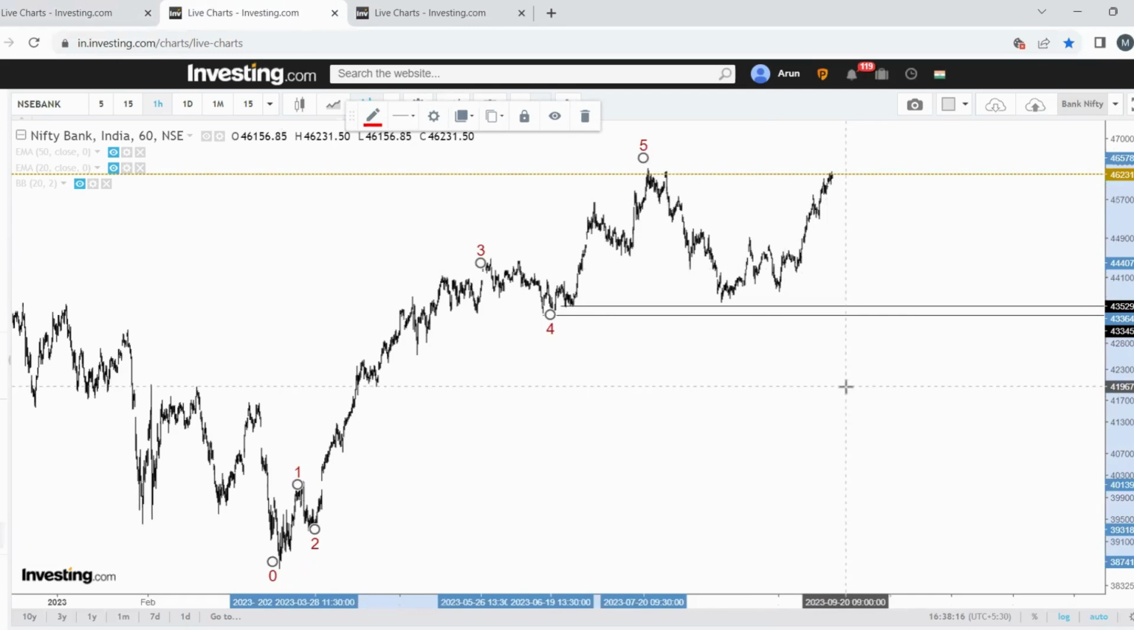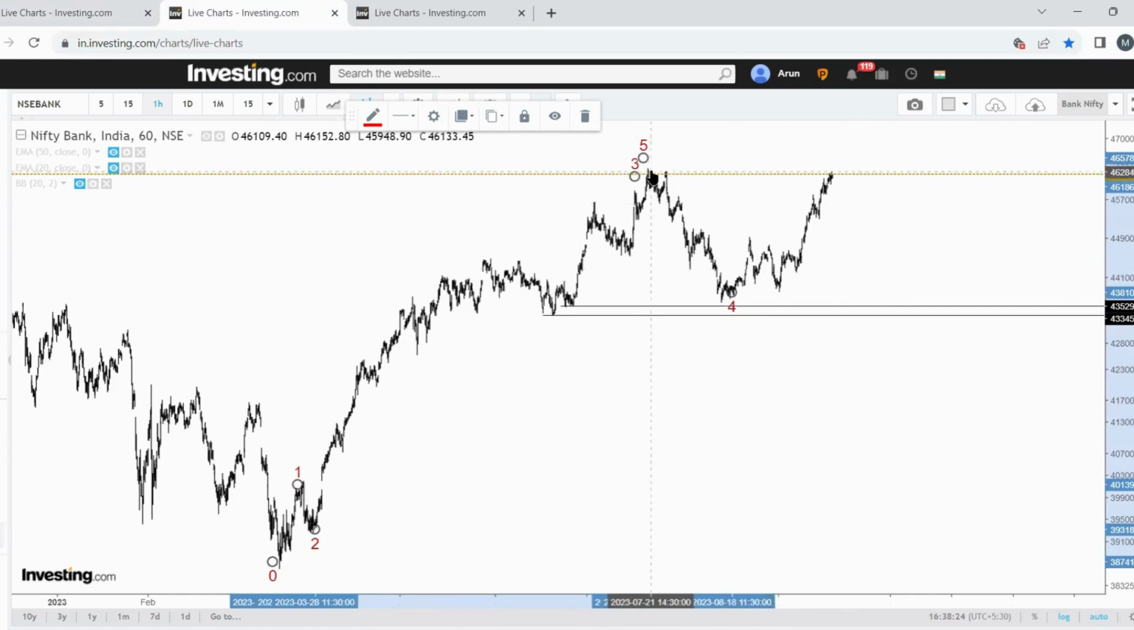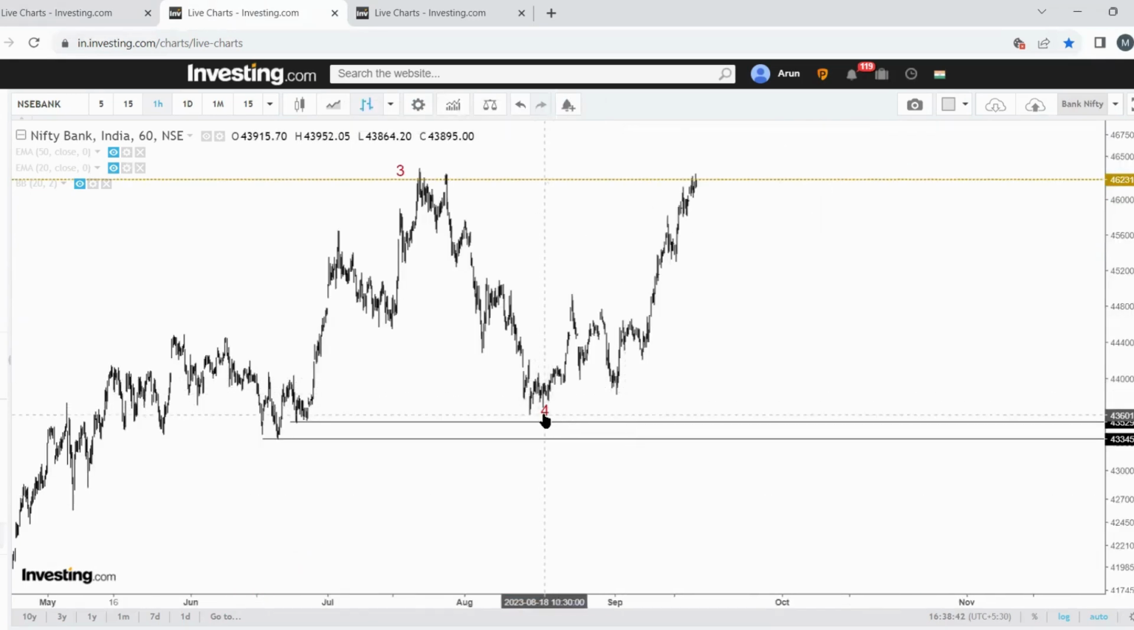If we need to be aligned with Nifty, then this entire wave can be third, and this is fourth, and the price can move in fifth. 1, 2, 3, 4, and 5. Okay, these are the two options in Bank Nifty. If you take this, it is not impulsive. See, 1, 2, 3. There are no 5 waves here, so it can be A, B, C.